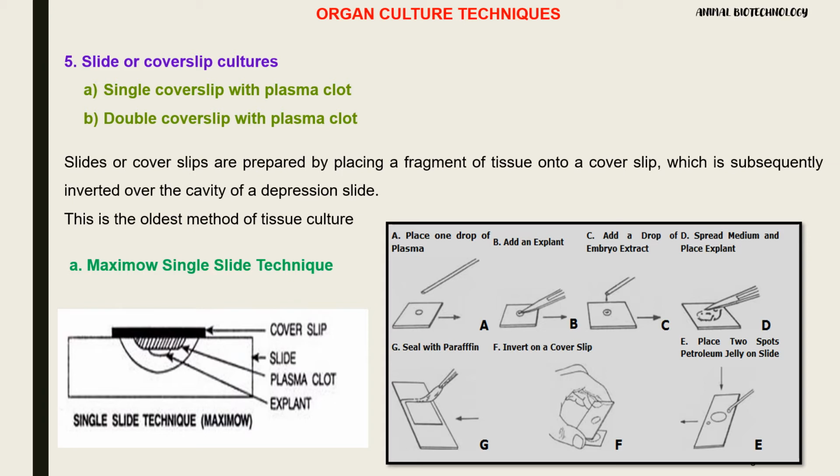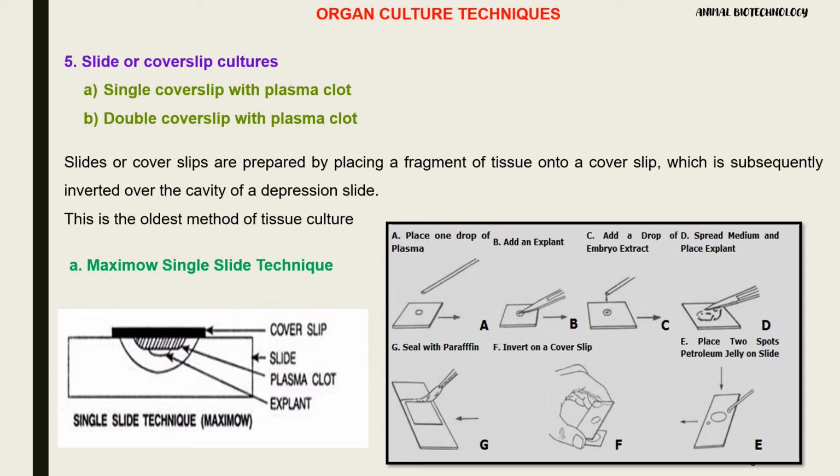First, the single cover slip method. In this method, the media is prepared in two parts. One part is a balanced salt solution with 50% plasma. The other part is serum with 50% embryo extract.